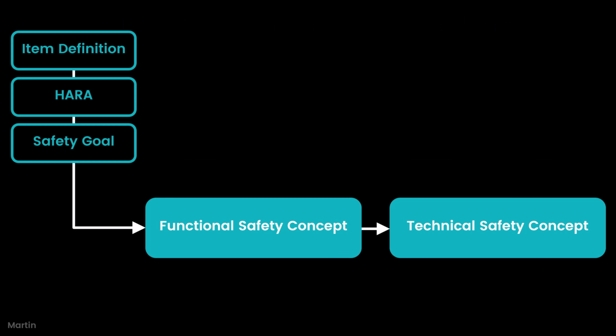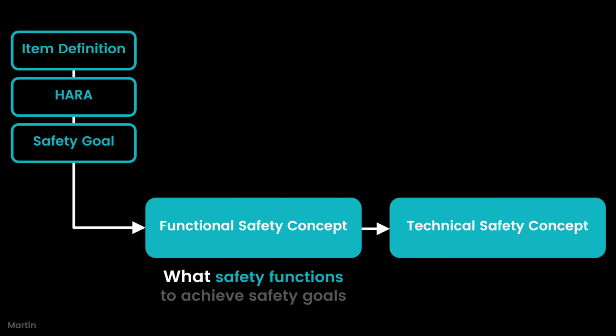All right, let's wrap up. The functional safety concept defines what safety functions are required to achieve the system's safety goals, focusing on the intended behavior needed to mitigate hazards and ensure safe operation. In contrast, the technical safety concept specifies how these safety functions are implemented at the system, hardware, and software levels to fulfill the functional safety concept requirements.